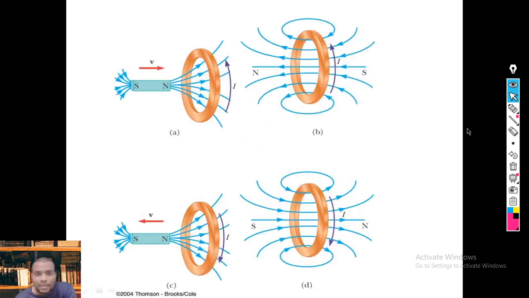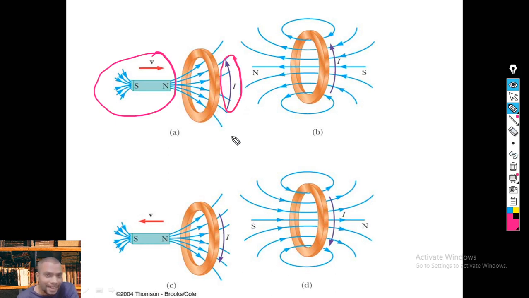Now let us apply the case here. Suppose a bar magnet is approaching towards a copper ring. Copper is a conductor, a copper ring. So the magnetic flux is changing. When the magnetic flux is changing in such a way with respect to the coil, in the coil an induced current develops. So here I is the induced current.